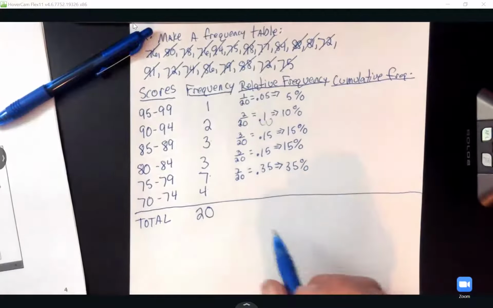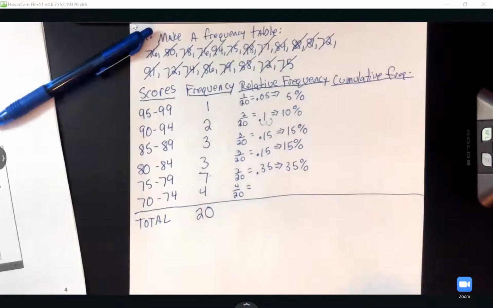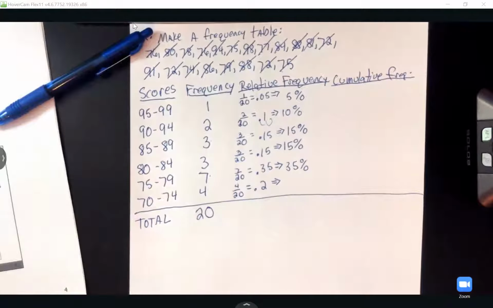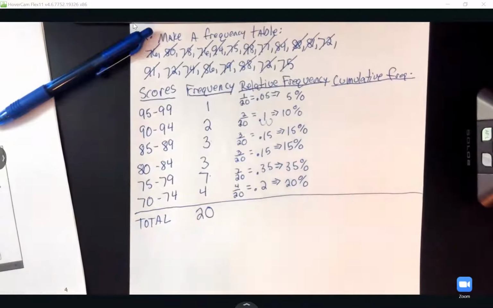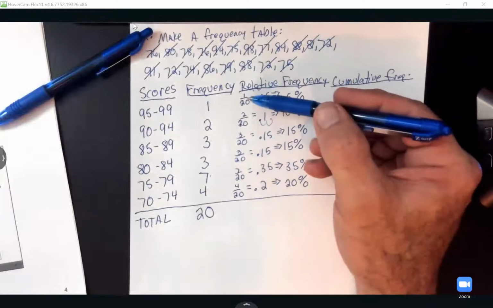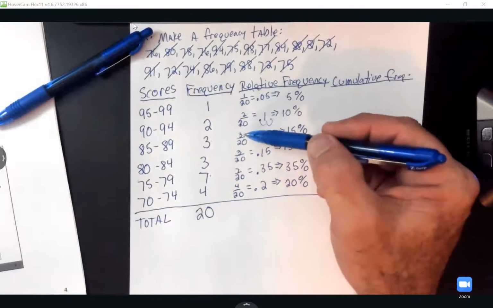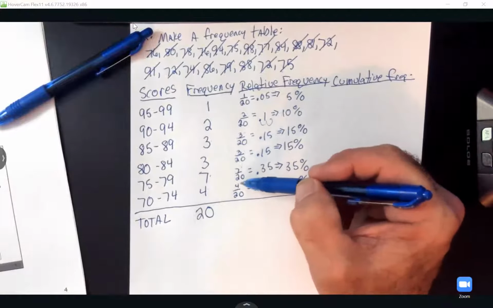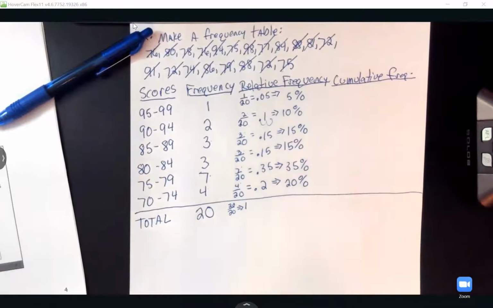All right, y'all, finally, we got 4 divided by 20. That's going to equal 0.20, or 0.2 the calculator will probably give you. So changing that to percent, we're going to add that 0 and make that a 20%. So let me show you what I was talking about. If you add all these fractions up, remember, when you add fractions, you add the numbers on top. So 1 plus 2 is 3, plus 3 is 6, plus 3 is 9, plus 7 is 16, plus 4 is 20. So you get 20 out of 20, which is 1.